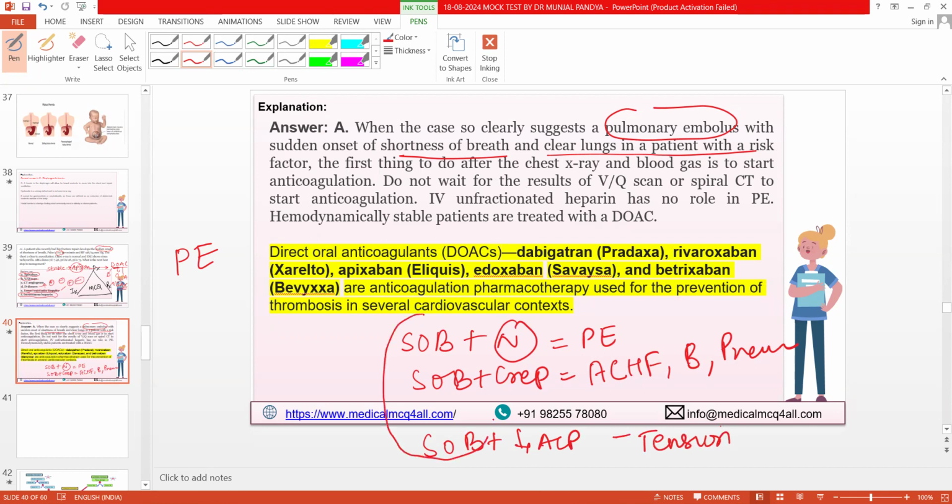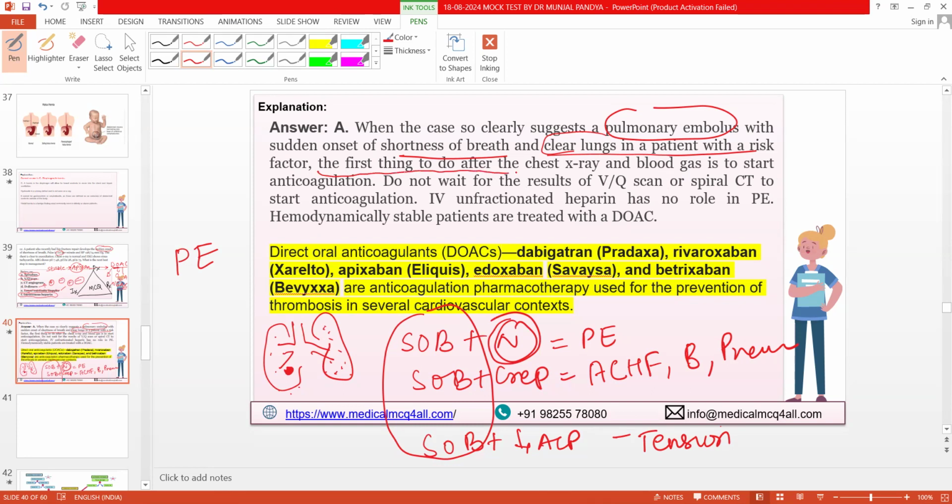So shortness of breath is there. But what matches the clinical scenario? Lungs are clear. Lung examination is normal because there is nothing in the lung. It is in the pulmonary vessel. So chest is clear. You can't hear foreign sounds, rhonchi, crepitation, because nothing is in the lung, it is in the pulmonary vessel. And you are not auscultating the pulmonary vessel, you are auscultating the airways. Is that clear? So this is classical pulmonary embolism.